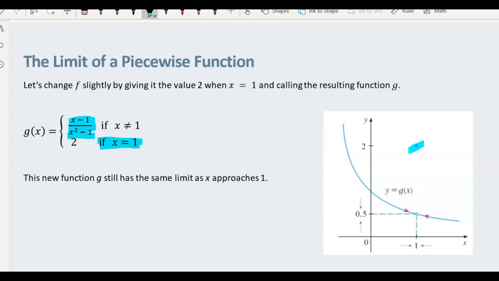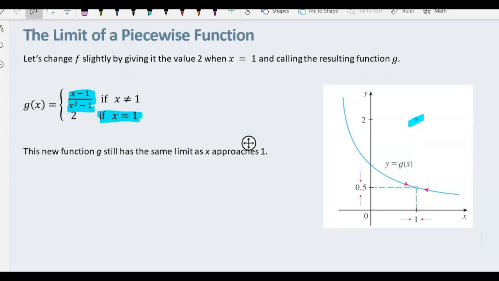We're going to define it to be somewhere else. It doesn't matter that the function is defined to be elsewhere when we talk about the limiting value. We can see from these pink arrows here on the graph that we're still approaching the limit of 0.5, even though the function is defined in a different location.